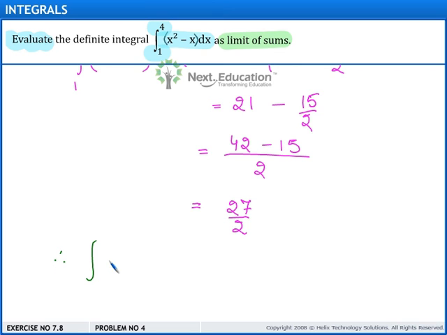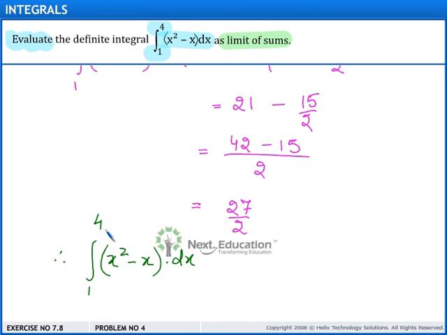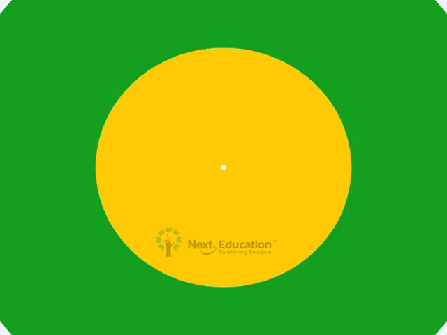Therefore, integral of x square minus x into dx from 1 to 4 is equal to 27 upon 2. This completes the solution.